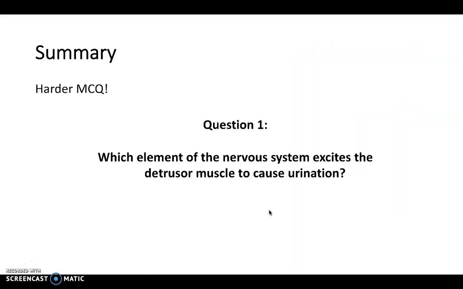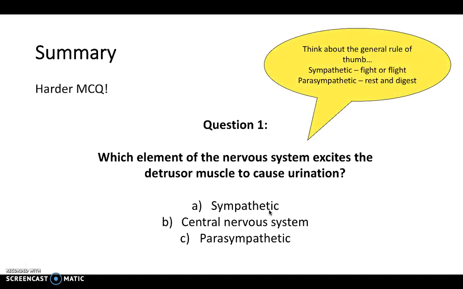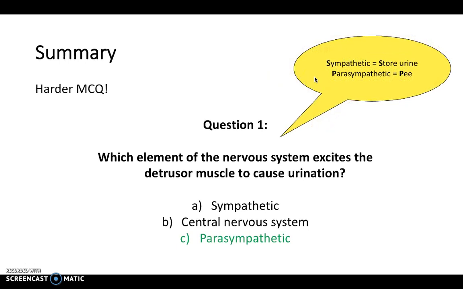And now for 2 harder questions. Which element of the nervous system excites the detrusor muscle to cause urination? I'd recommend you pause the video at this point. So think about the general rule of thumb. Sympathetic is fight or flight, parasympathetic is rest and digest. And what we're thinking of, remember, is the P to pee and S to store. Okay, so the answer here, excite the detrusor muscle, cause urination. This is the parasympathetic nervous system.